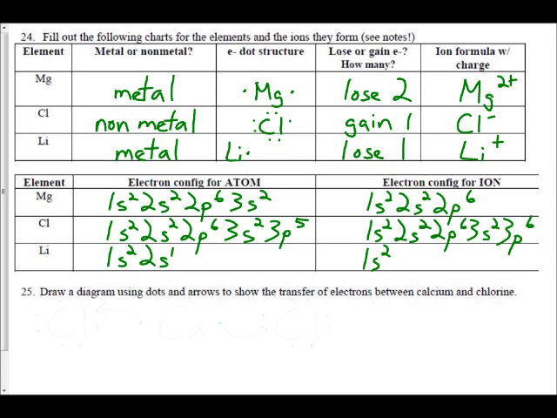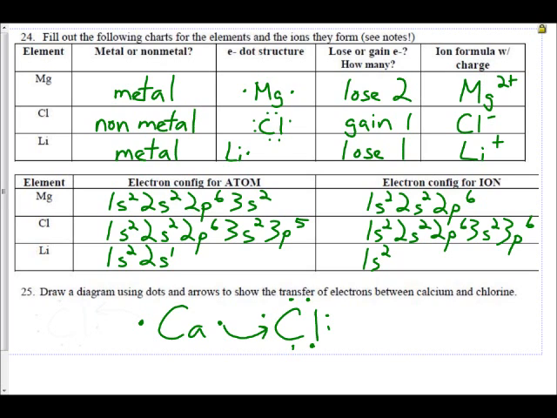Okay? Now, to show how the electrons transfer between each other, we're going to use calcium and chlorine as an example. Calcium looks like this when we draw it, and chlorine would look like this. So this 1 electron on this side would go to the empty spot where chlorine needs 1. Now we still have an electron that needs to be put somewhere, so I'm going to draw another chlorine over here, and then I'm finished.